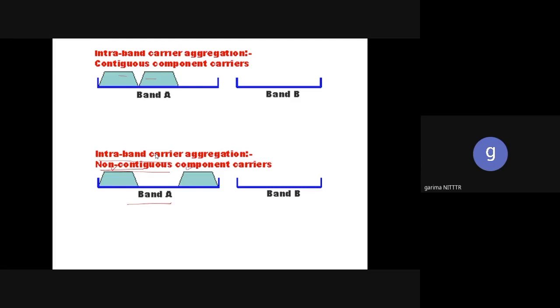Now we'll continue with intra-band carrier aggregation. One is contiguous component carriers and another is non-contiguous component carriers. In the same band, we have adjacent carriers, and in the same band, we have different carriers combined to get 100 megahertz of bandwidth.